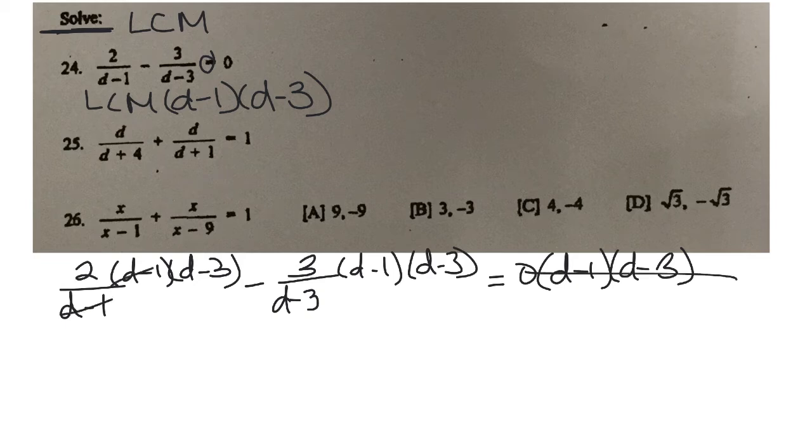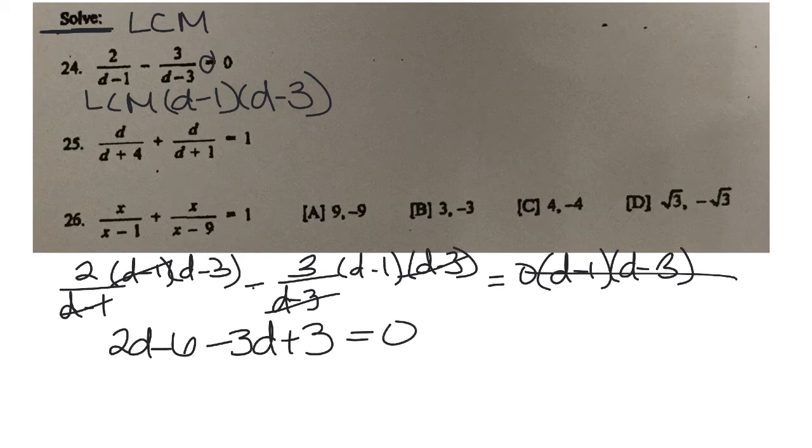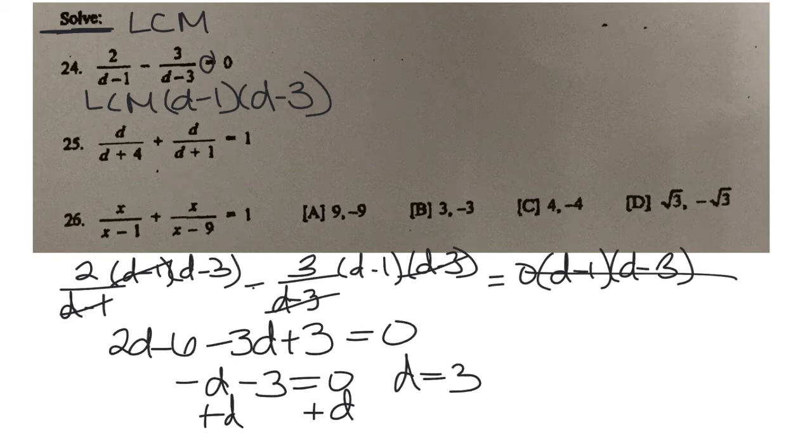And we get d minus 1's cancel, so 2d minus 6. Make sure we distribute. And then the d minus 3's cancel. Negative 3, I'm going to distribute a negative 3. Negative 3d plus 3 equals 0. So negative d minus 3 equals 0. I'm going to add d. So d equals 3.